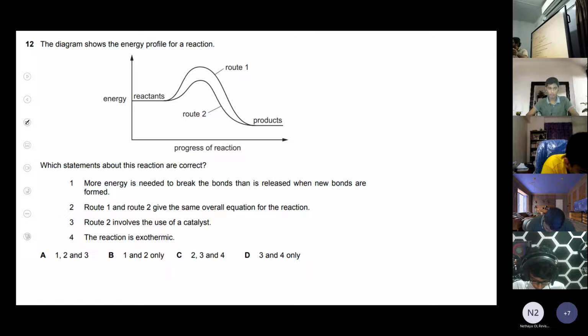Exothermic means more energy is released when the bonds form than the energy needed to break the bonds. So 'more energy is needed to break' is wrong. Route 1 and route 2 give the same overall reaction, of course, the same products. That's true. Route 2 involves use of a catalyst, possibly, a different route with low activation energy. The reaction is exothermic, of course. Then the answers are 1, 2, 3.